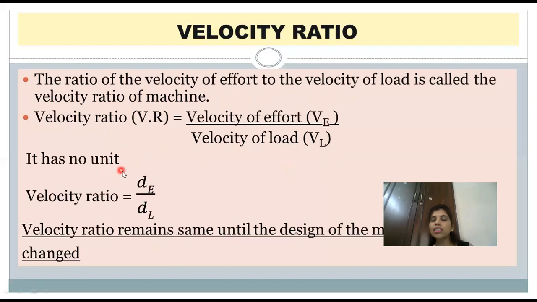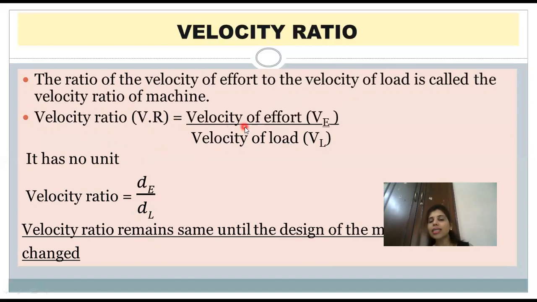Now next, is there any unit for velocity ratio? So no, it has no unit. As you can see, it is a ratio, it has no unit. Velocity ratio is also written as displacement of effort upon displacement of load. As I told you, both are getting displaced.